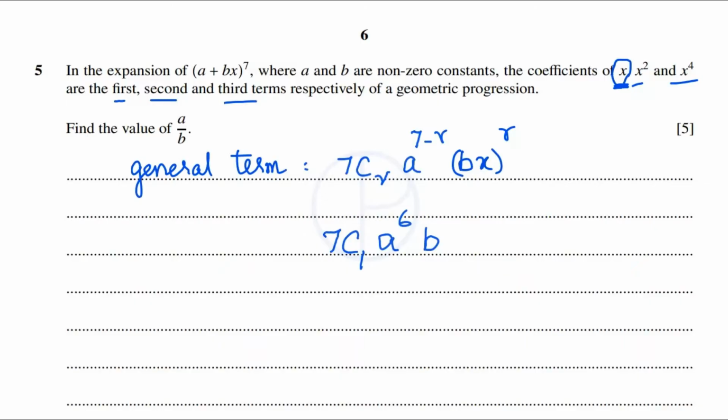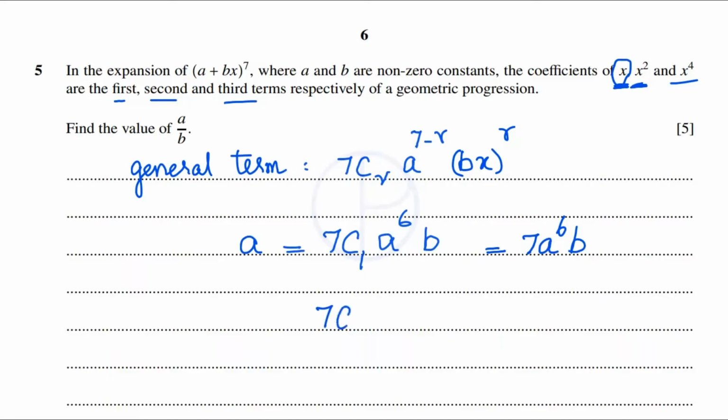geometric progression. What is the first term of a geometric progression? It is a. So a is 7C1 a power 6 multiplied by b. So this will be equal to 7 a power 6 b. Then the next, coefficient of x square. To get the coefficient of x square, we have to take the r value as 2.